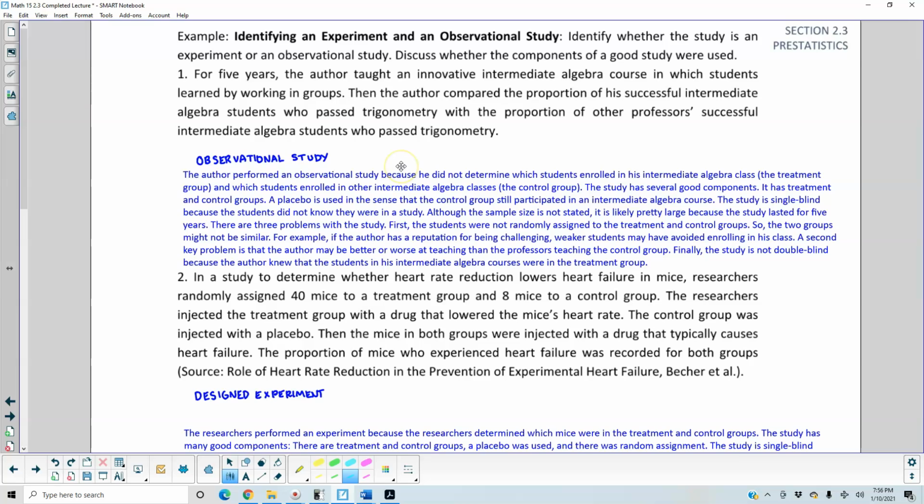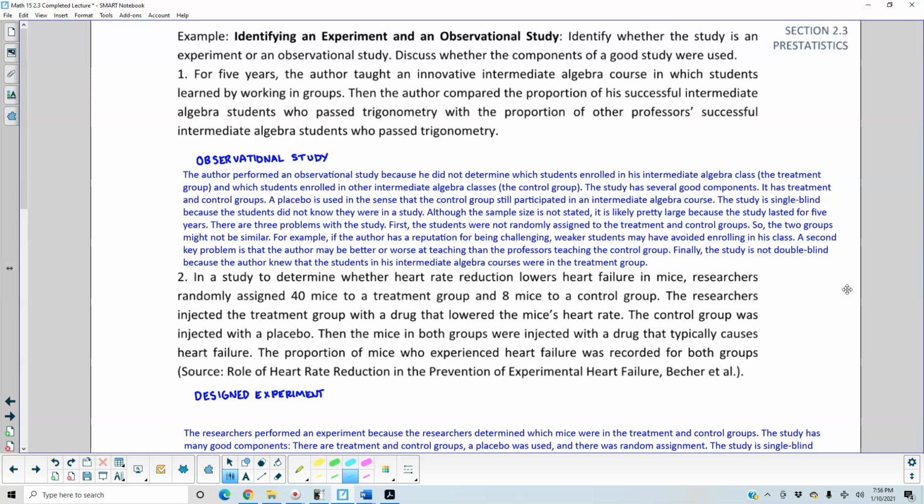This is an observational study. The author performed an observational study because he did not determine which students enrolled in his intermediate algebra class, the treatment group, and which students enrolled in other intermediate algebra classes, the control group. The study has several good components. It has treatment and control groups. A placebo is used in the sense that the control group still participated in an intermediate algebra course. The study is single blind because the students did not know they were in a study. Although the sample size is not stated, it is likely pretty large because the study lasted for 5 years.